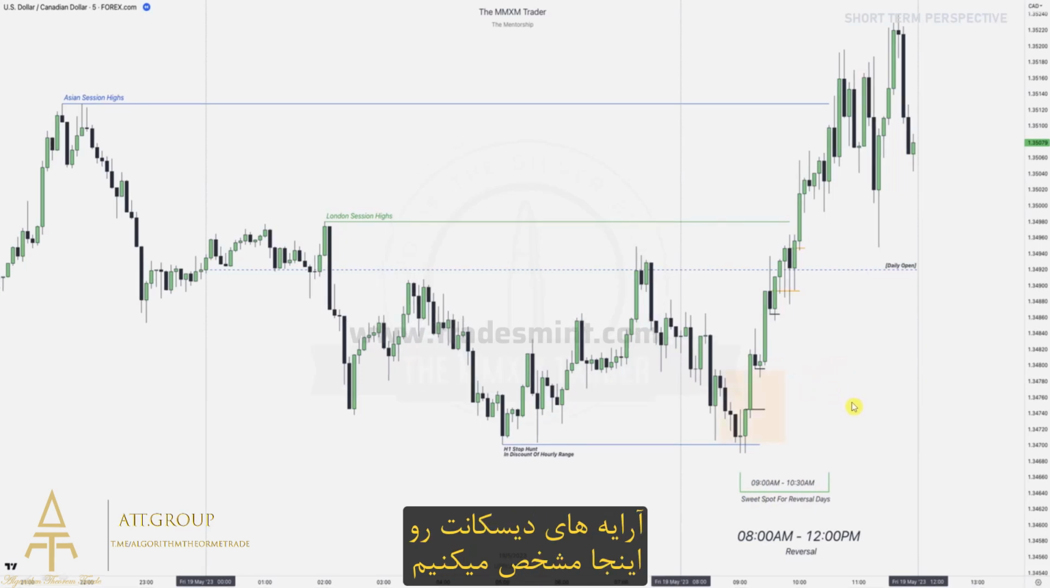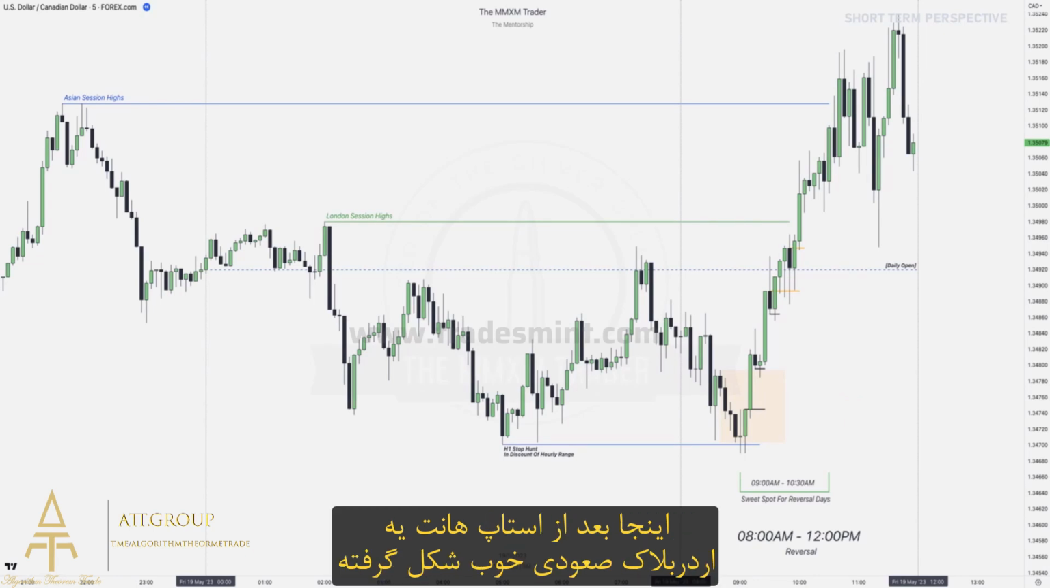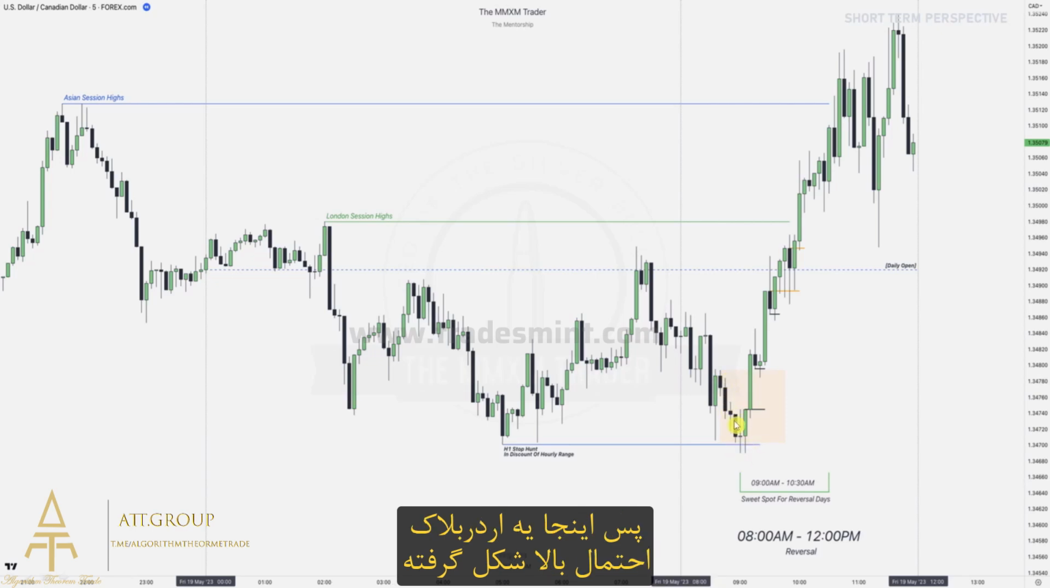Draw out your discount arrays over here, right? So we've got this nice bullish order block formed after that stop hunt. So a high probability order block has been formed over here.